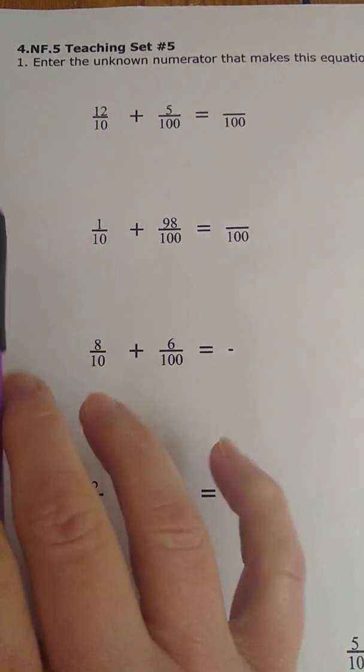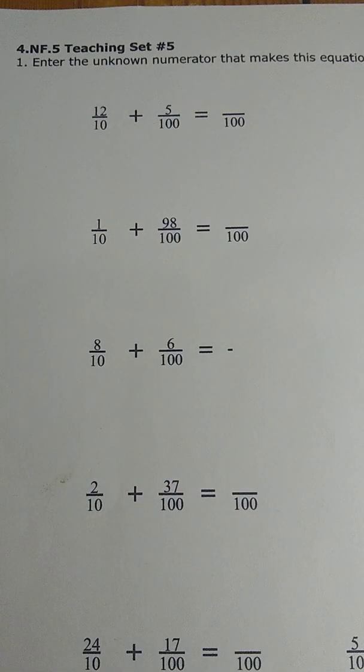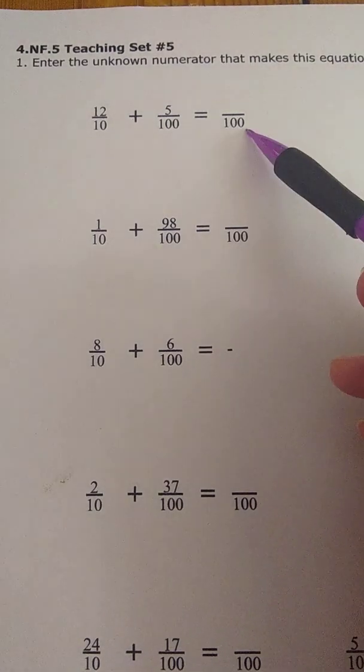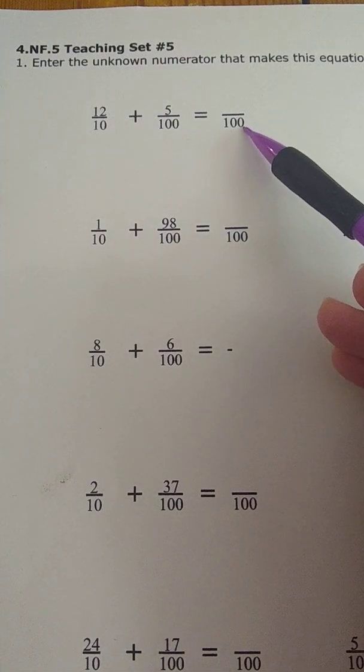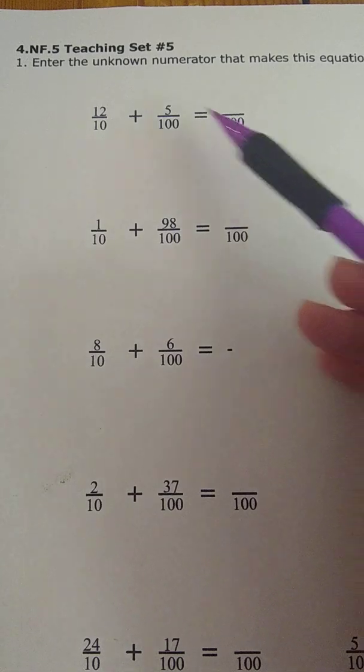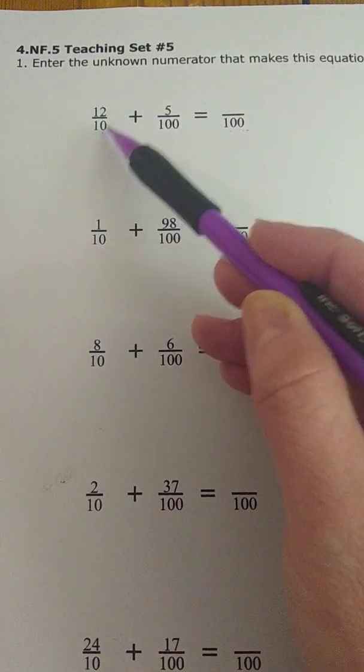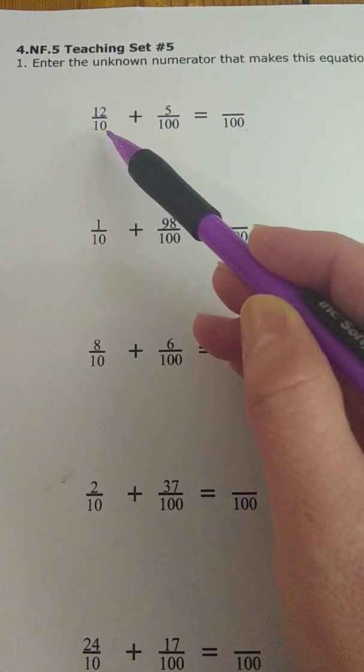So we are doing 4.NF.5, teaching set number 5 today. It will go pretty quick again, just because it's the same stuff that we've been doing the last couple days. So we're going to have to look at what the answer is that they want the denominator to be in. So this one is hundredths. So we need to make sure that we convert these on this side of the equal sign into hundredths as well. And then some of these, it looks like it gave you a choice on some of these other ones.